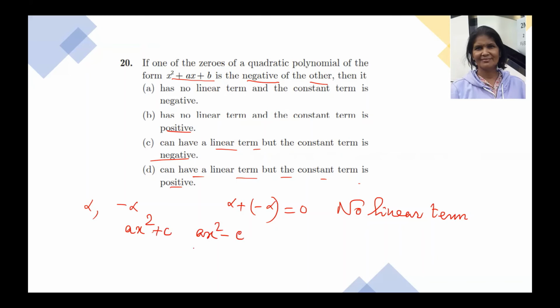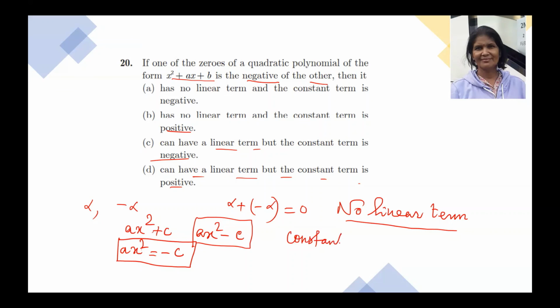Now we will see whether the constant term will be positive or negative. If the constant term is positive, then we would get x square equal to a negative value, and x square cannot be negative. So it will be this form. There will be no linear term, but the constant term is negative. So what is the answer? C is the answer.